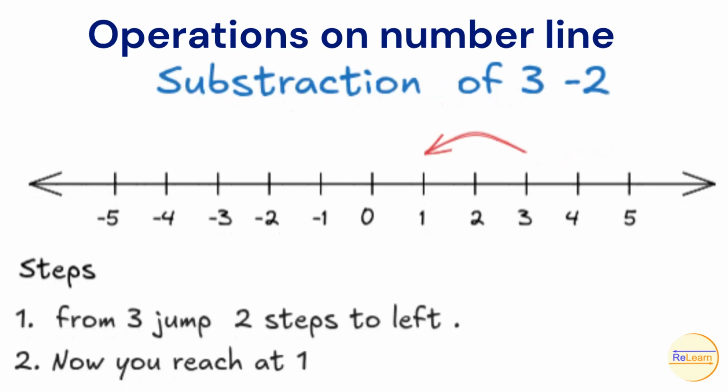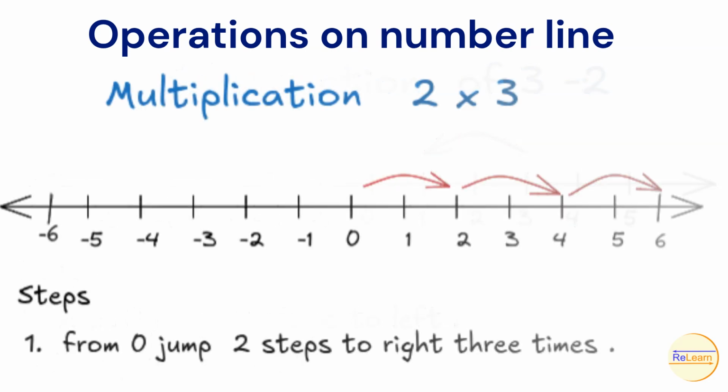Subtraction: move left by the number of steps equal to the second number. Example, 3 minus 2. Jump 2 steps to the left from 3. Multiplication: start at 0 and jump to the right by the first number of steps, repeated the second number of times, for example 2 multiplied by 3. Start at 0, jump 2 steps to the right, 3 times.